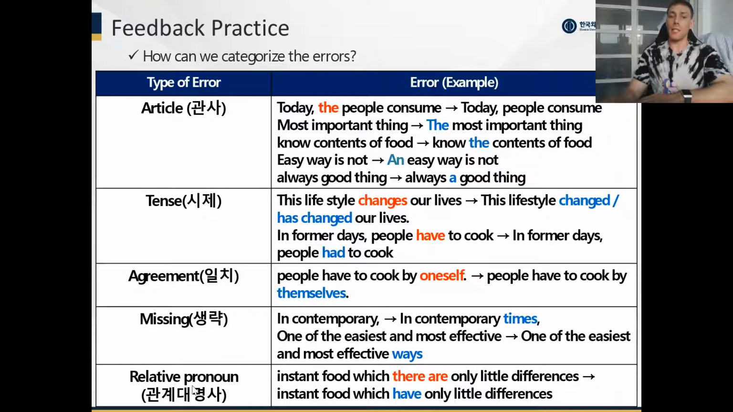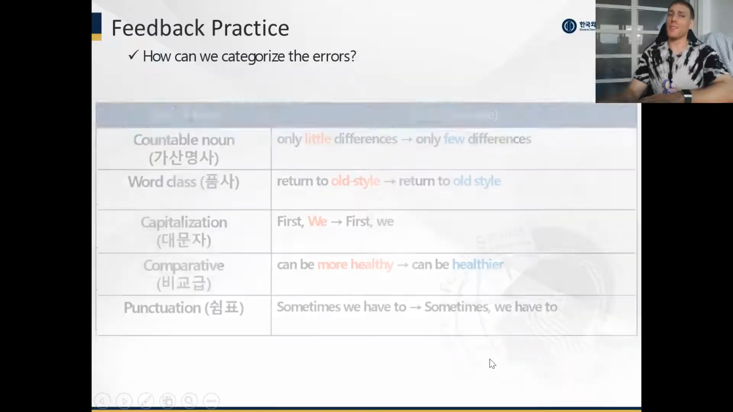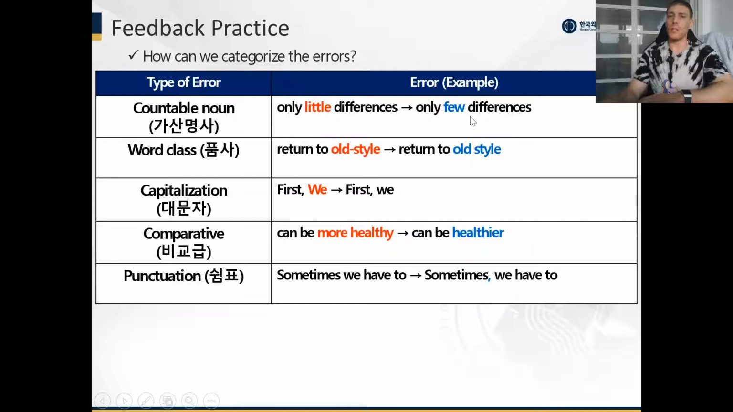And then we've missed out a relative pronoun. So here, instant food, which there are only little differences. Instant food, which have only little differences. So you can see we have a relative pronoun that's been misplaced, and we've used the wrong one. There are a couple of other mistakes in here. In this case, countable nouns. Only few differences, only little differences. Word class. Old style. Now, British English and American English use different kinds of hyphen. That little dash is called a hyphen. And sometimes British English will use it and American English will not. So that's just dependent. But in this case, old style doesn't need that. So sometimes you might see British English with lots of hyphens, like my name has a hyphen. British English uses hyphens a lot, but American English does not.